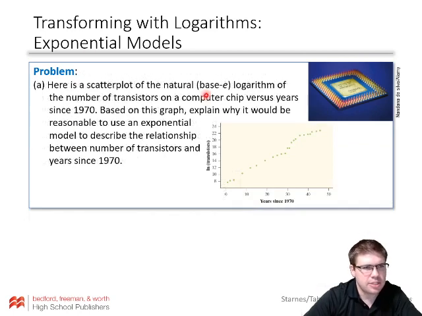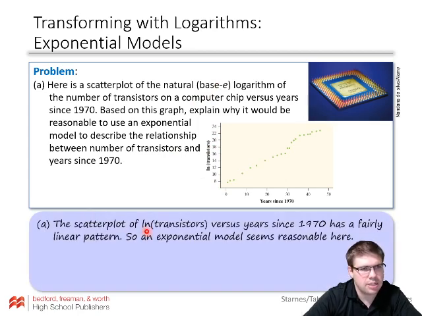All right, so here's a scatter plot with the natural base. They took log base e, the logarithm, of the number of transistors on a computer chip versus years since 1970. Based on this graph, explain why it would be reasonable to use an exponential model and describe the relationship between the number of transistors and years since 1970. So when we took years since 1970 and they took the logarithm of the number of transistors, we see it looked pretty linear. So the scatter plot of the natural log of transistors versus years since 1970 has a fairly linear pattern, so an exponential model seems reasonable here.